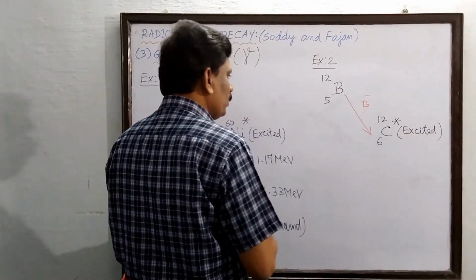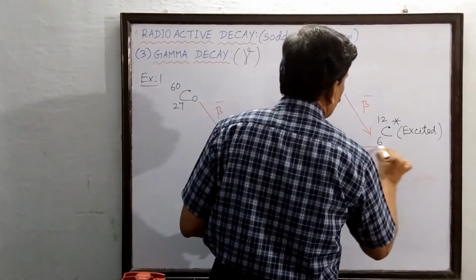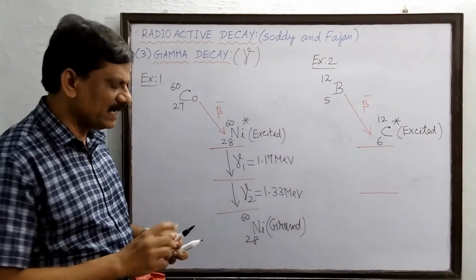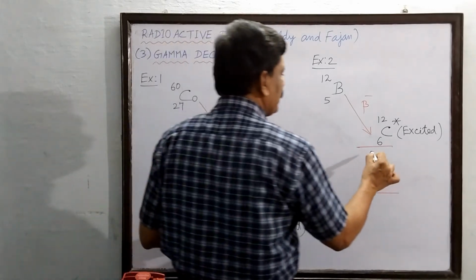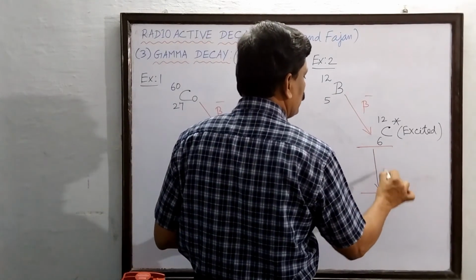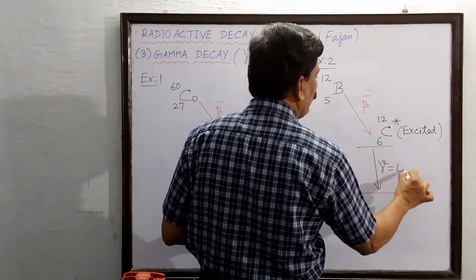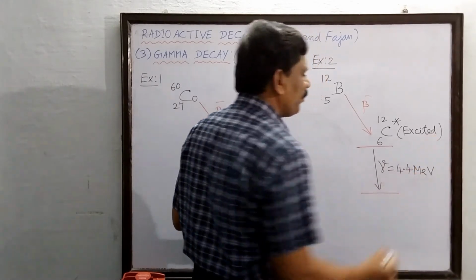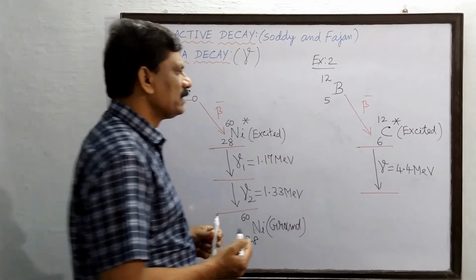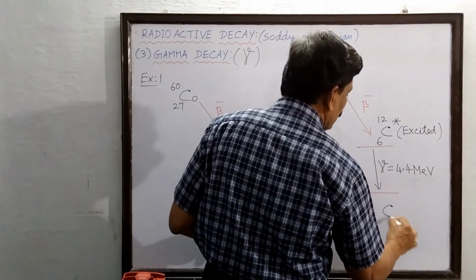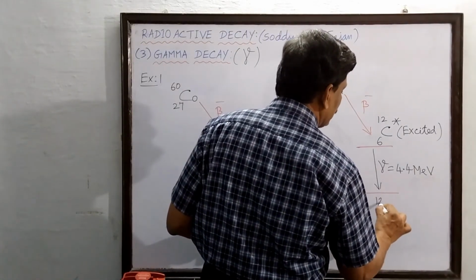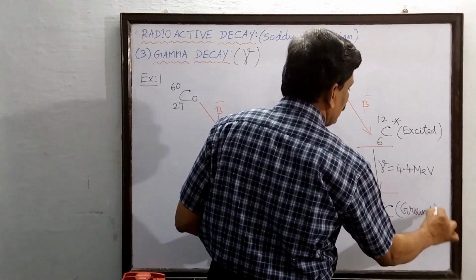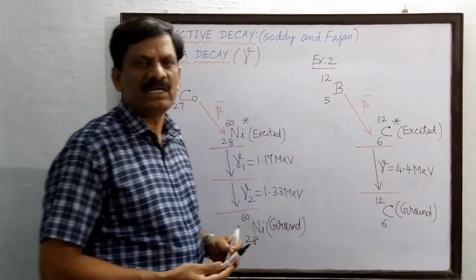To return to the ground state, only a single transition is undergone by this nucleus. There is only a single transition down, and it is emitting 4.4 million electron volt. After emitting this, carbon 6, 12 comes to the ground state. That is, a stable nucleus is formed.